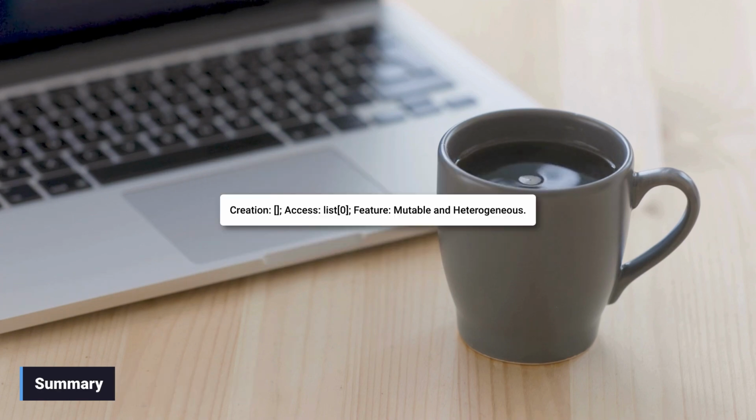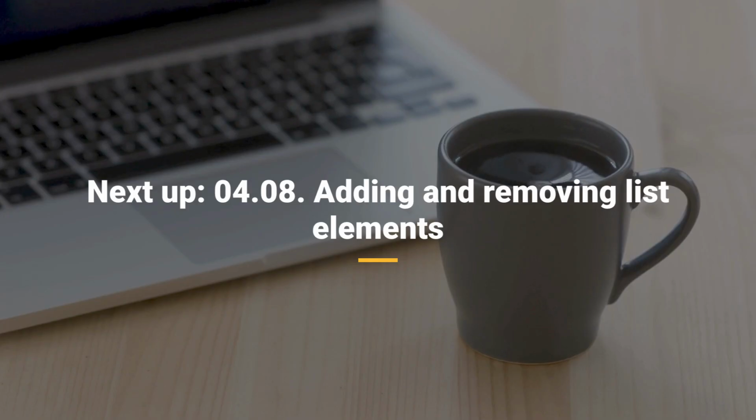To summarize, the list is the flexible container in Python created using square brackets. It is both ordered, accessible by index, and fully changeable. Knowing how to create a list is step 1.